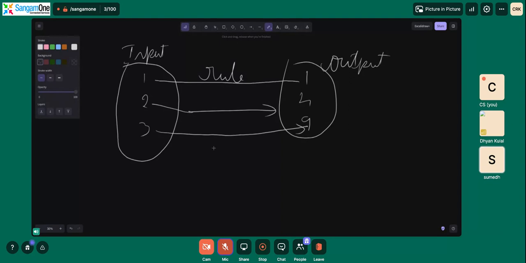So basically, I did something: x square. Whatever input is coming, I'm squaring that input. So this is the rule. This is one type of function. This is what a function is basically. I hope it is clear.